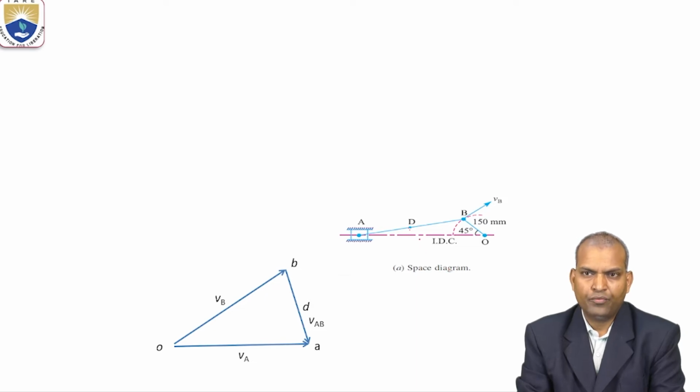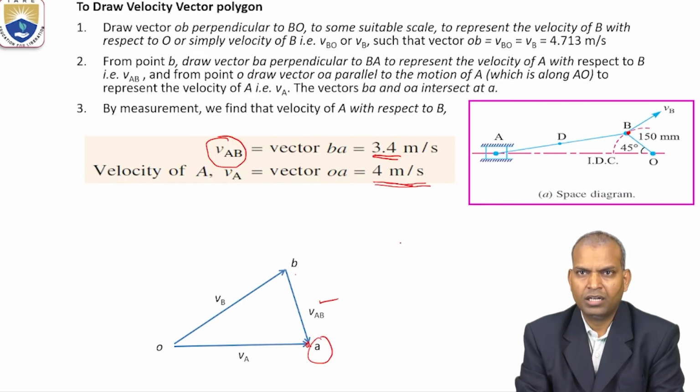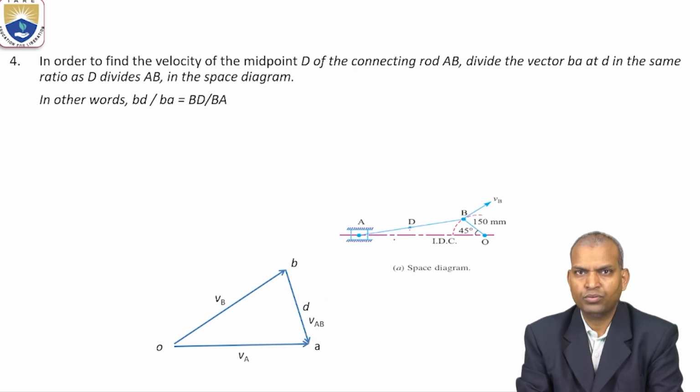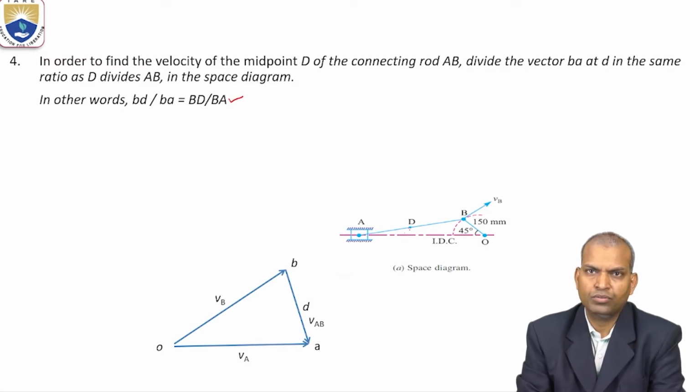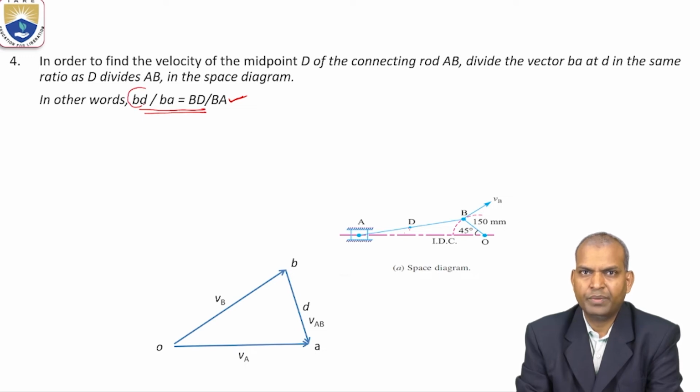How to get it? We have to use the division formula, that is AD by AB or BD by BA. You can consider either AD by AB or BD by BA, which equals the vector BD by BA. We use that in the space diagram. In order to find the midpoint of the connecting rod with this division rule, we can know the vector length of BD.